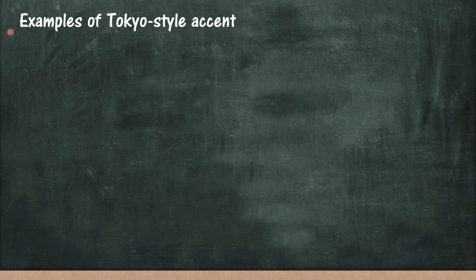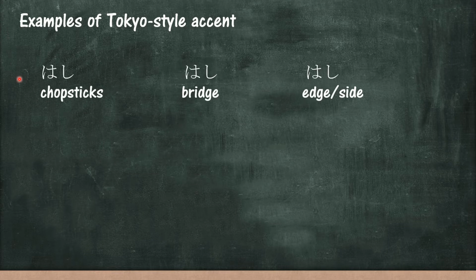Now let's look at three nouns as examples. Can you pronounce each word correctly? All three words have the same sounds of hiragana letters. Now let's say them with a correct high-low accent. The first one is chopsticks. Hashi, hashi, high-low pattern.